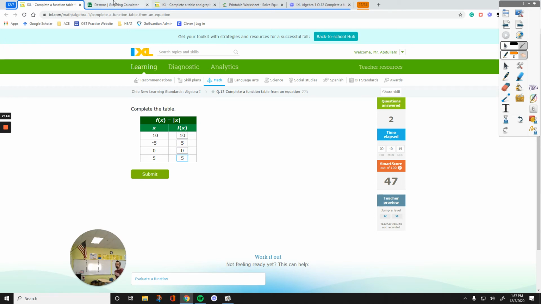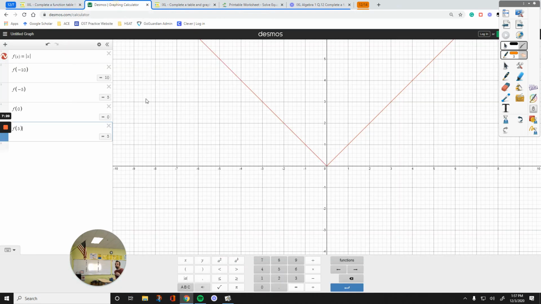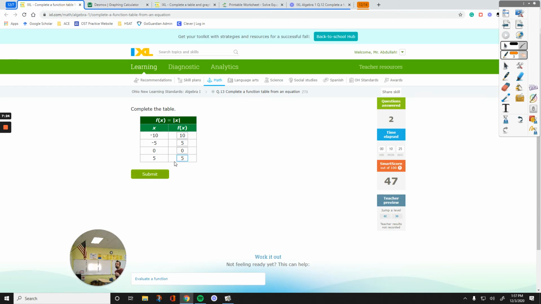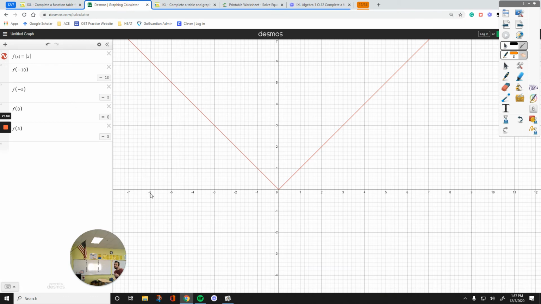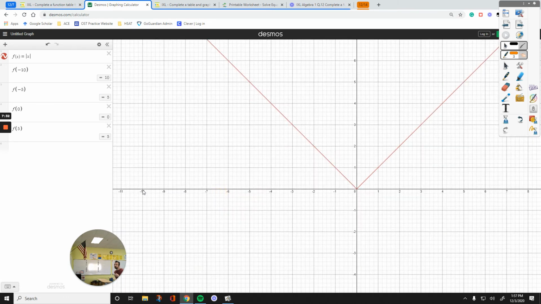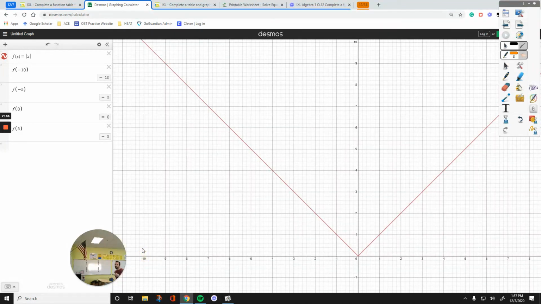So you can also figure this out just by looking at the graph. So this one here tells you go to the -10 on the x-axis, right? So let's go to the -10. Where's that? Right here. And then go up to the graph. From this point, go up to the graph and see what that point is. -10 goes to +10.